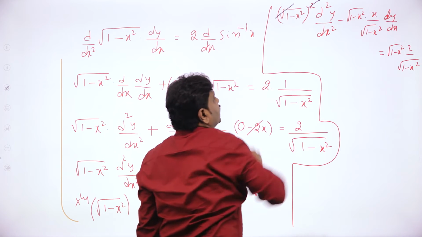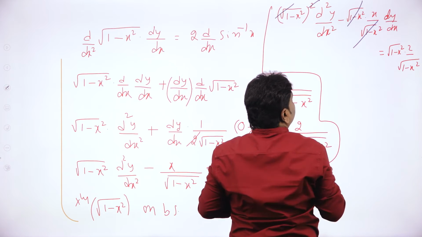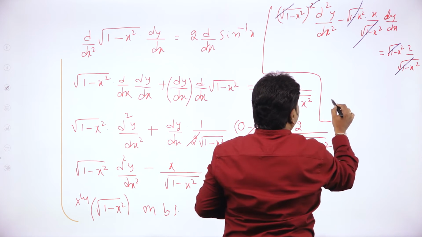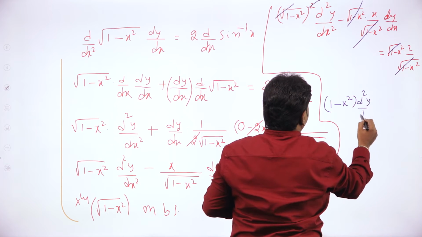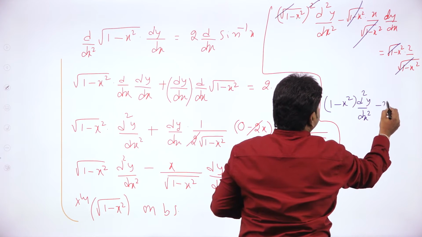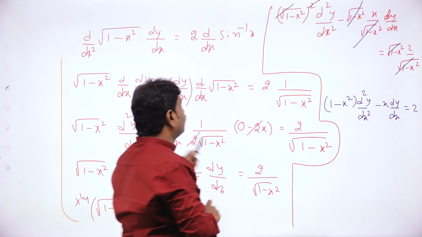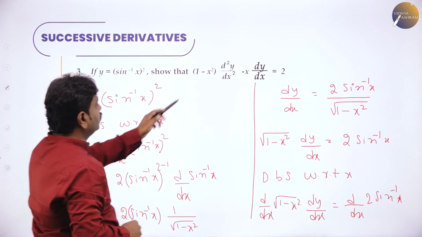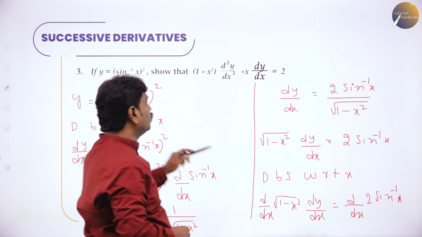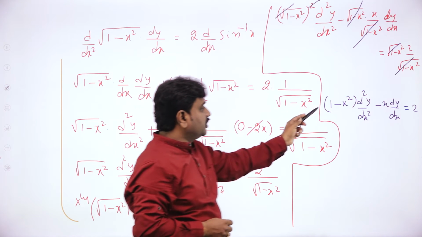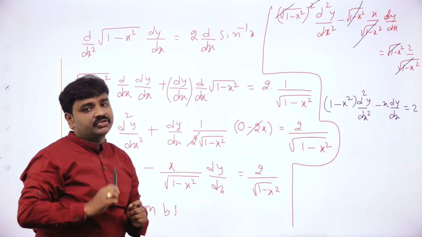Square root I can cancel, and root of 1 minus x square can cancel. Here also I'll cancel. What is left out? We are left out with 1 minus x square into d square y by dx square minus x into dy by dx is equal to 2. Refer what they want you to find. So they want 1 minus x square into d square y by dx square minus x dy by dx equal to 2. Exactly, we got 1 minus x square into d square y by dx square minus x dy by dx equal to 2. This is one method of solving.